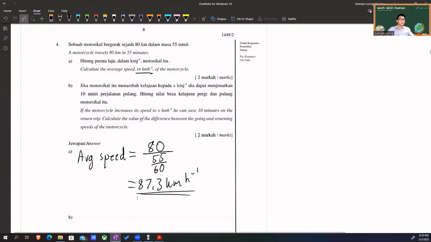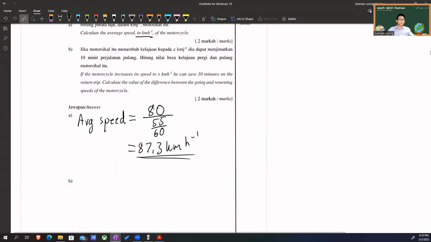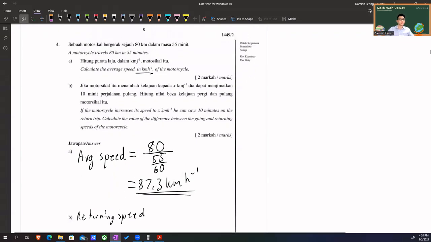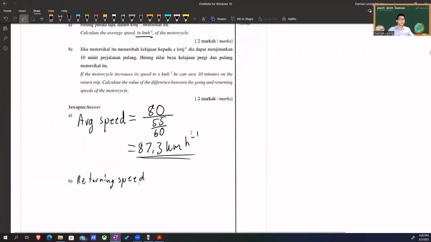Then part B, if the motorcycle increases speed to X km per hour, he can save 10 minutes on the return trip. Calculate the value of the difference between the going and returning speed. So returning speed, I already have the speed of him going. So the returning speed, he saved 10 minutes.